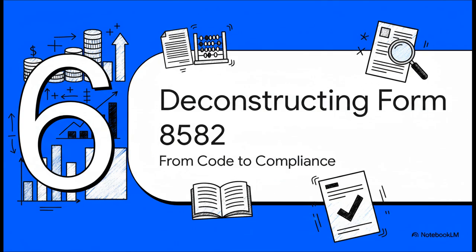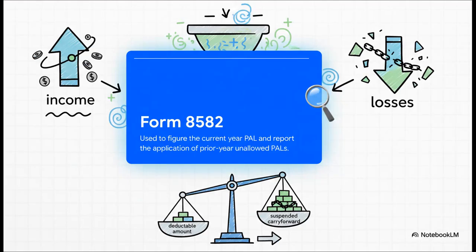Okay, so we've covered the theory, the code sections, the regulations. Let's bring it all home and see how this actually works on paper, on the tax return itself. Let's deconstruct Form 8582, the Passive Activity Loss Limitations Form. This form, this is the battlefield. This is where it all comes together. You take all your passive income, all your passive losses, and all those suspended loss carry-forwards from prior years, and you throw them into the calculation on this form.